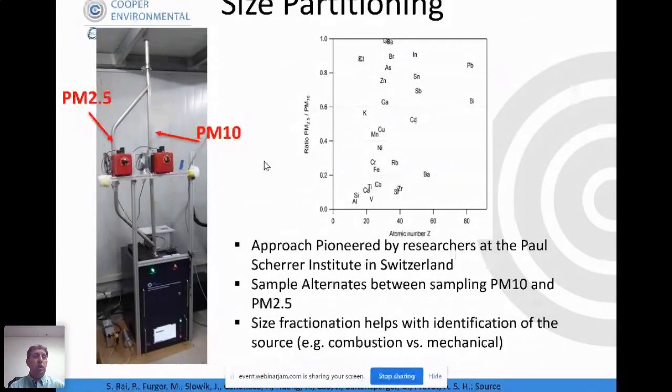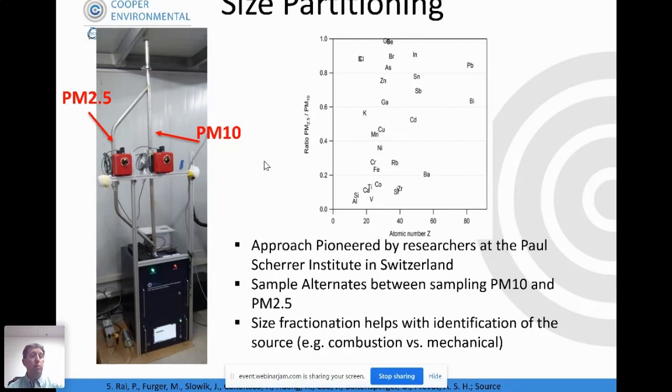We've also had some researchers take some additional steps in their source apportionment. In particular, we've had a group out of the Paul Scherrer Institute in Switzerland who uses the Xact 625. They do some size partitioning with the instrument. They're able to take samples of both PM10 and PM2.5 sequentially. So they'll take, say, a PM10 sample for half an hour, and then the next half hour take a PM2.5 sample. And that size fractionation can help with the identification of the source.